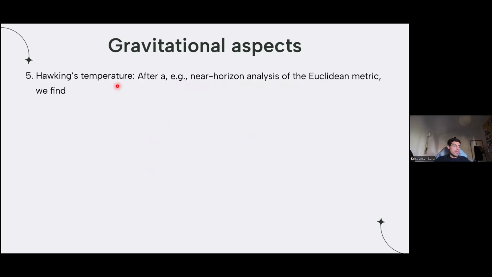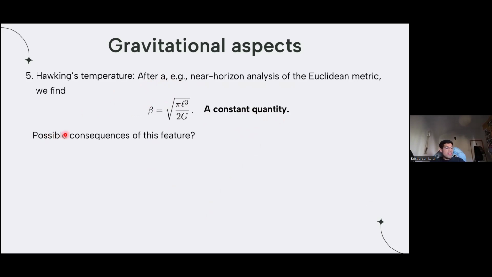Regarding Hawking's temperature, after, for example, a near horizon analysis of the Euclidean metric, or from the holonomy point of view, or also with the zeroth law, it is possible to find the following behavior. Beta is a constant quantity. When beta is a constant quantity, this behavior is known as Hagedorn behavior. So what is the possible consequence of this feature?